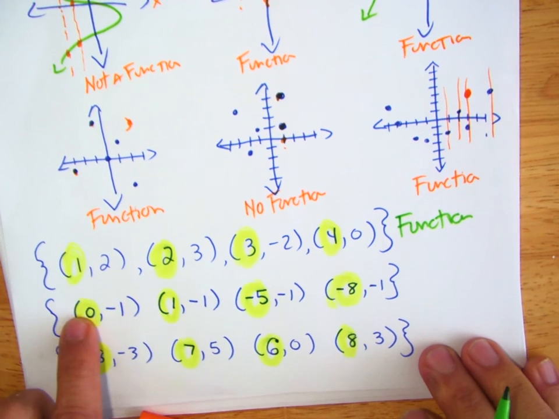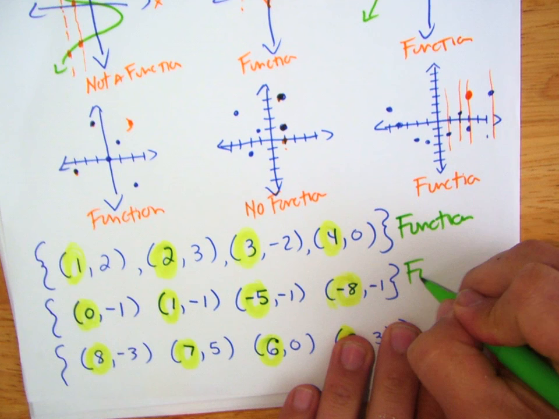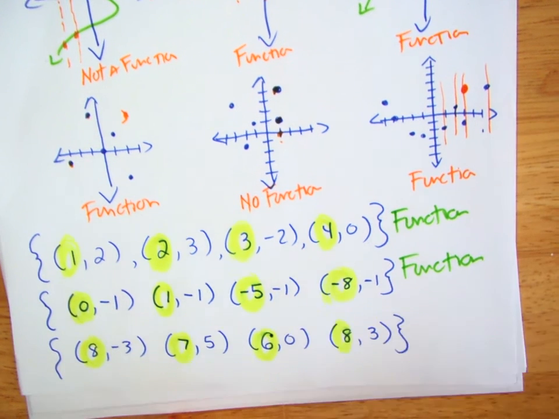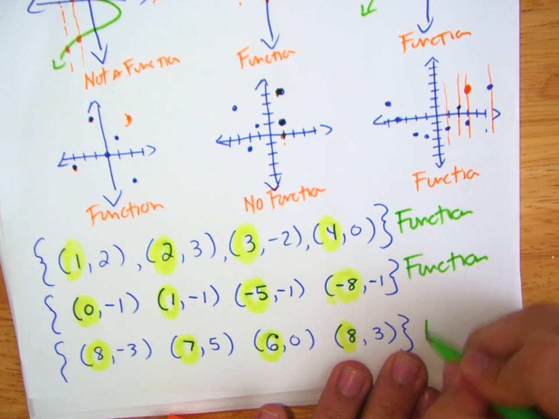How about this one? 0, 1, -5, -8. Function. How about this one? 8, 7, 6, 8. No function.